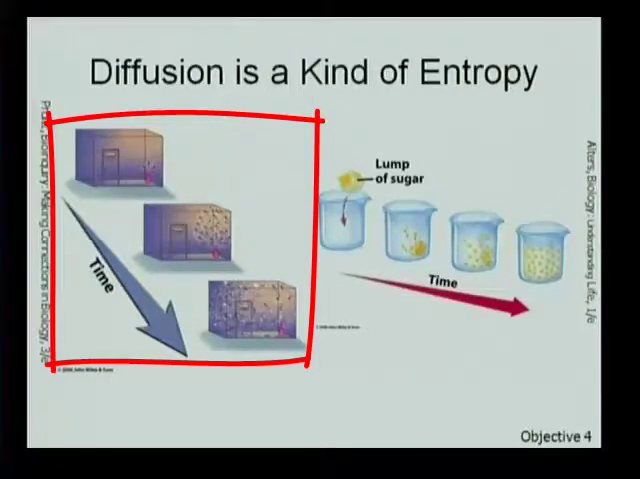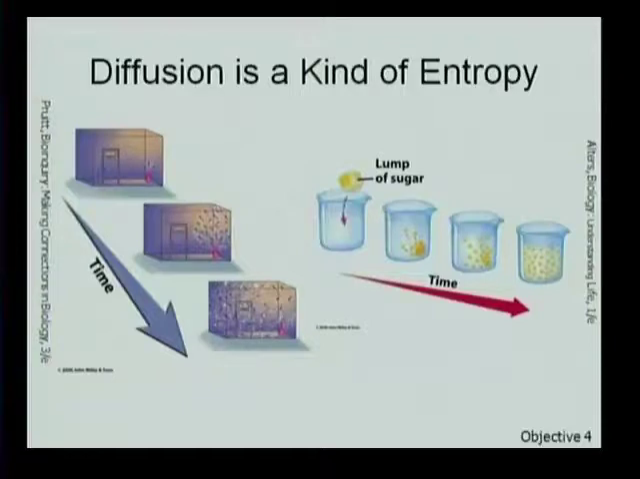This is atoms going from a highly ordered state, all residing in this small space within a bottle of perfume, to going to a more disordered space where they're occupying the entire room and bouncing off of each other, or going from a highly ordered state like a lump of sugar to going to a disordered state like sugar dissolved in water in a beaker.